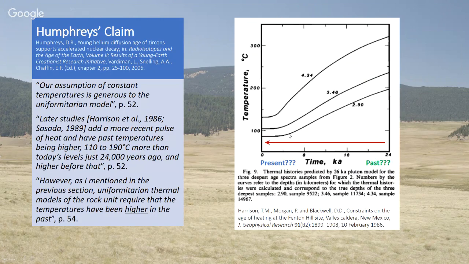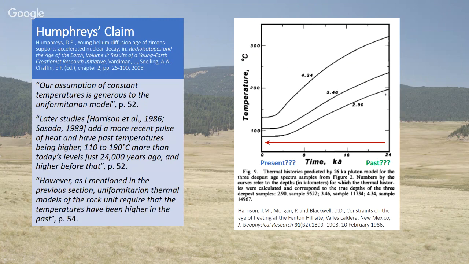So let's try and understand this graph, and I'll just pick the curve at 2.9 kilometers as an example. 110 degrees more than today's level. So this is 87 degrees here. That is 197. So the difference between here and here is 110 degrees. So I agree, the difference between here and here is 110 degrees. And he said this was 24,000 years ago. So his interpretation is this 24,000 years is 24,000 years in the past. And he says, and it was higher before that.